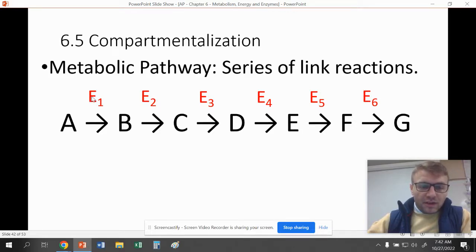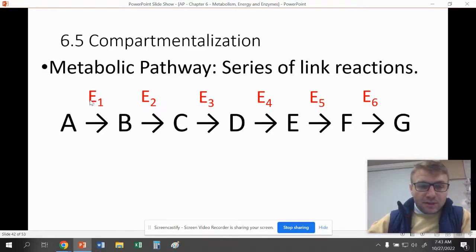So A is the substrate for E, which makes B. B then is the substrate for E2, which makes C. C is the substrate for E3, which makes D. So you can see the substrate for each enzyme is the last enzyme's product. This is what we call an enzyme pathway or a metabolic pathway.